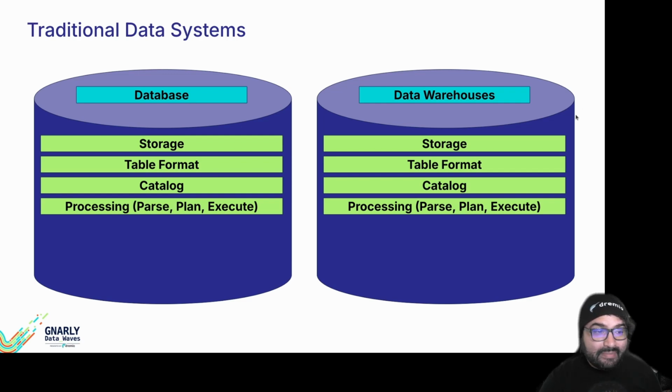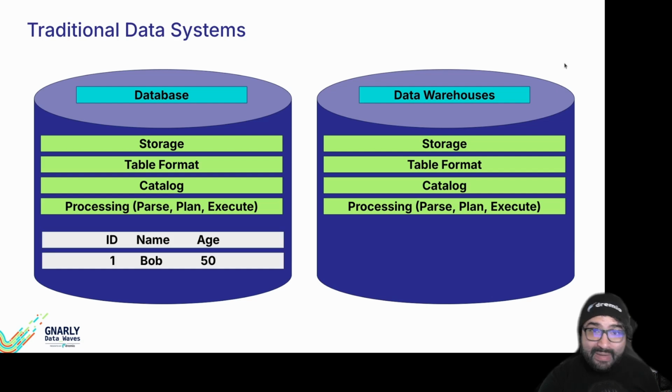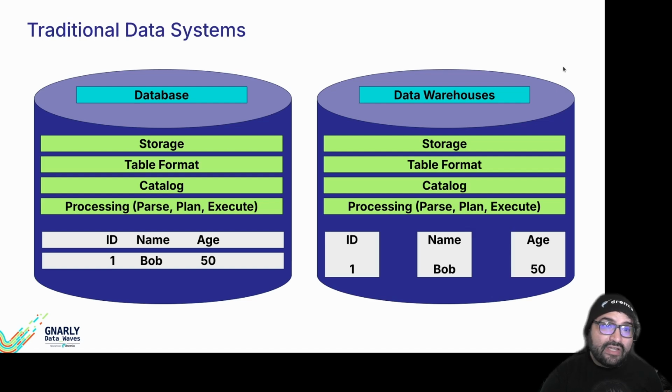Whether we're talking about databases, which generally store the data in more row-based formats for transactional data processing, or data warehouses, where the data is oftentimes stored in more columnar formats for more analytical data processing. But the problem is, because these systems are so integrated with all these layers, if I want to use more than one data warehouse or more than one database, I have to end up making a separate copy of the data into each system.